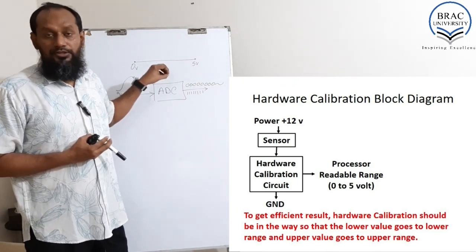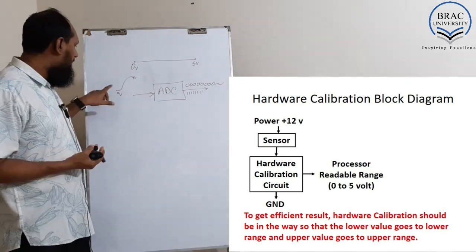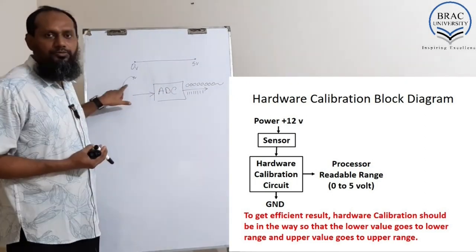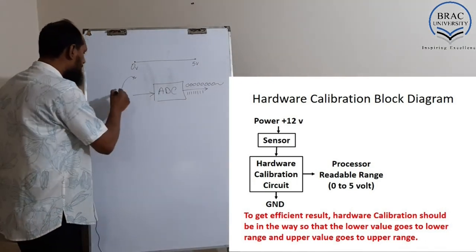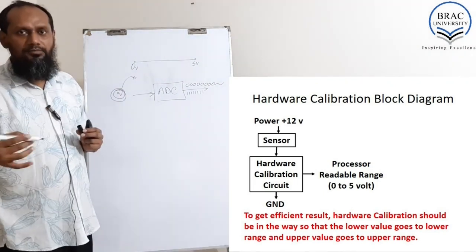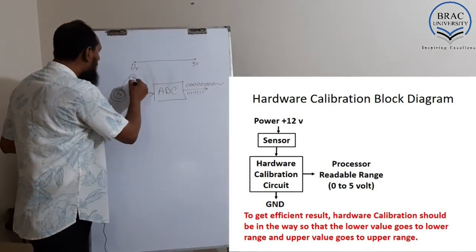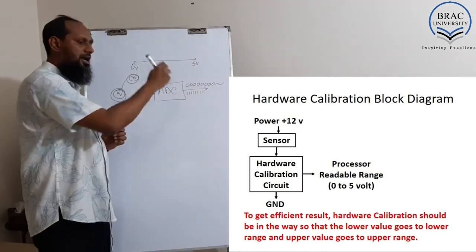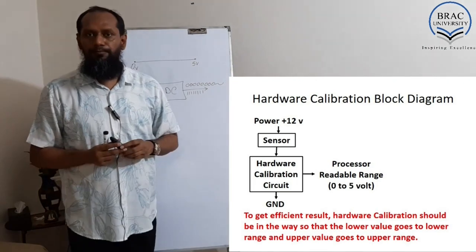0 degree temperature. Okay, so if it gets 0 degree, then our input voltage should be around zero. And for the highest temperature, like 50 degree temperature, our voltage should go around 5 volt. If we can make our calibration circuit in such a way, then it will be the most efficient.